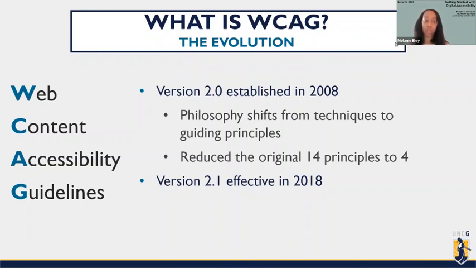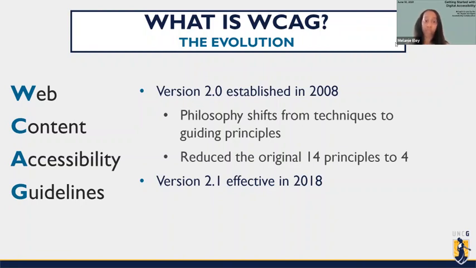So also another update occurred 10 years later. In 2018, W3C released the 2.1 version. And this update was needed because technology had evolved and advanced and quite a bit had changed since 2008. And so W3C wanted to update those standards to make sure that the standards were in line and current with our technology.